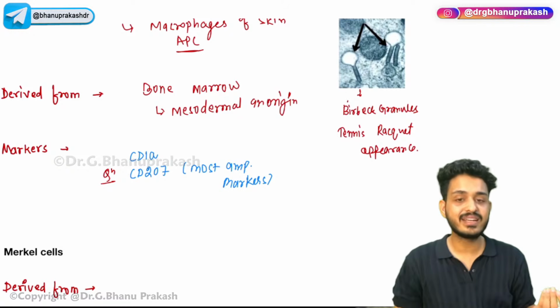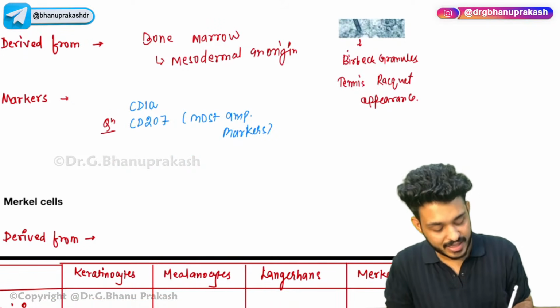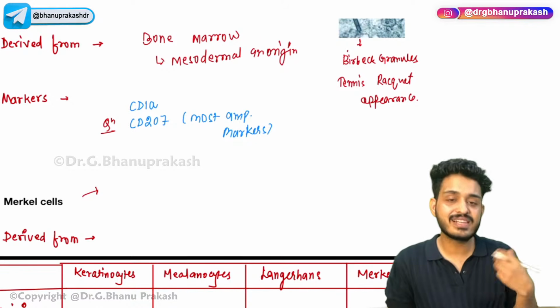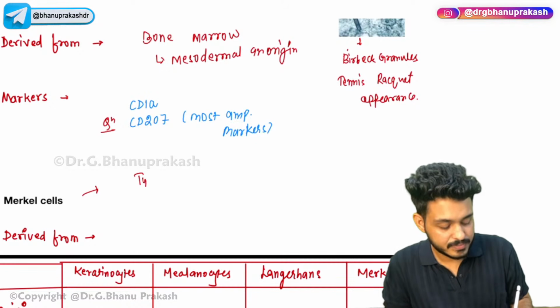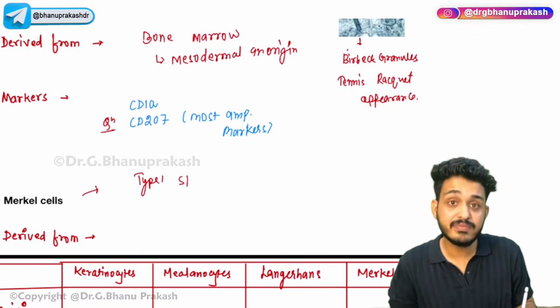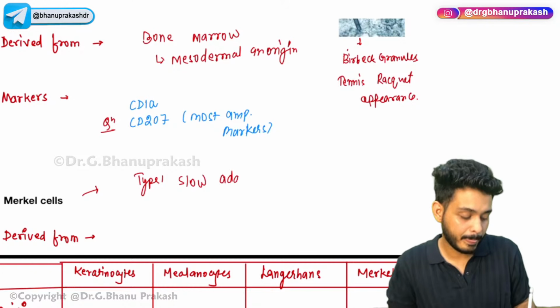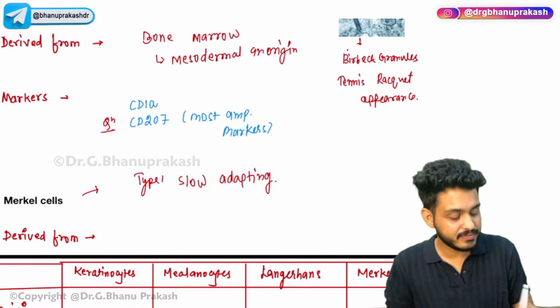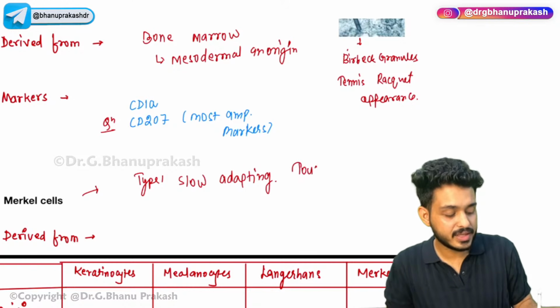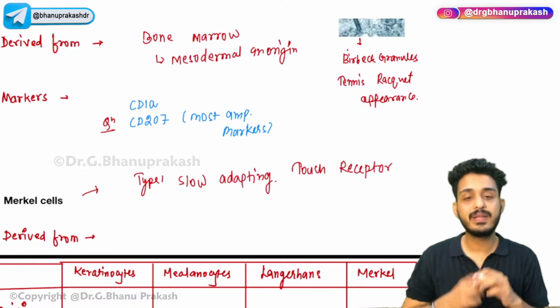S100 can be there. S100 is non-specific, guys. Okay. Next one is your Merkel cell. Merkel cells are basically type 1 slow adapting touch receptors.